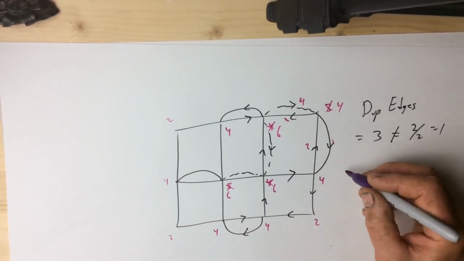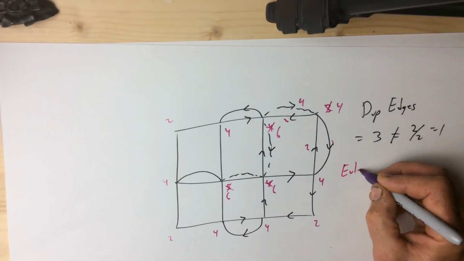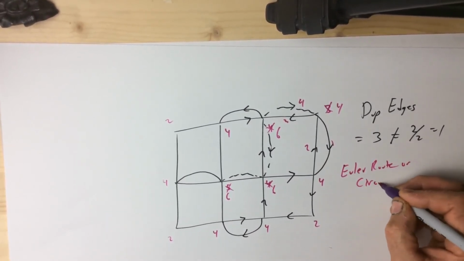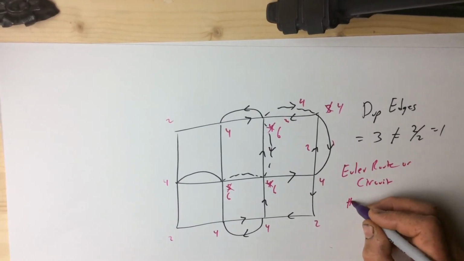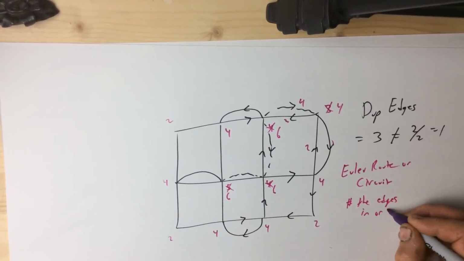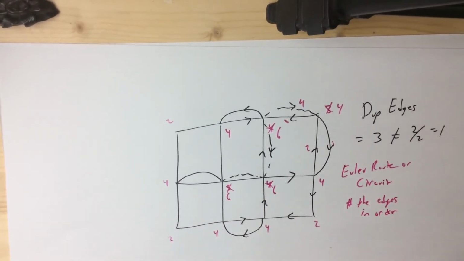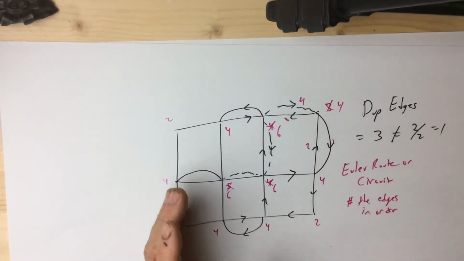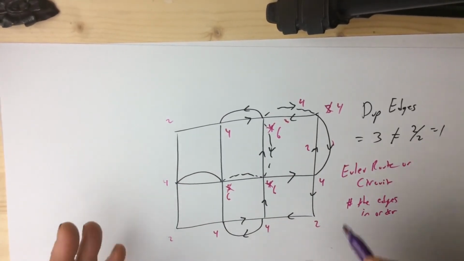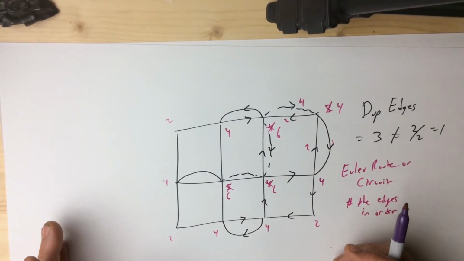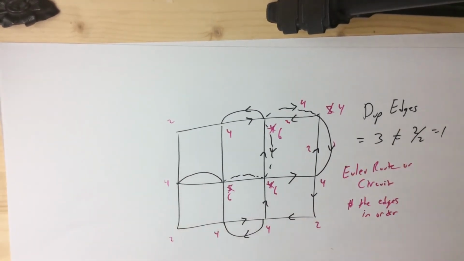So a general rule in finding and doing an Euler route or circuit is you number the edges in order. And numbering the edges is for an ordered graph, not a weighted graph. The weighted was when we were talking about the lengths or the cost of doing an edge. But this numbering just indicates the order in which you do it.